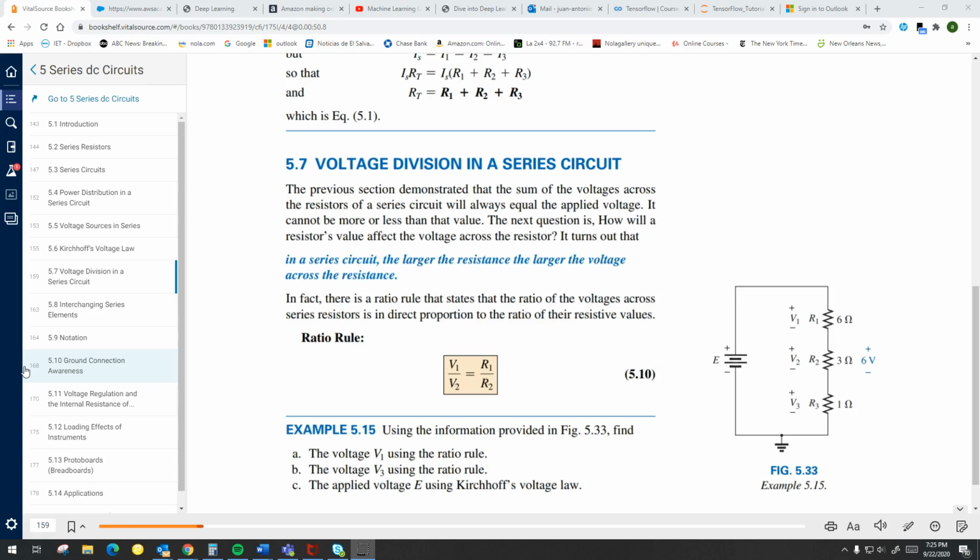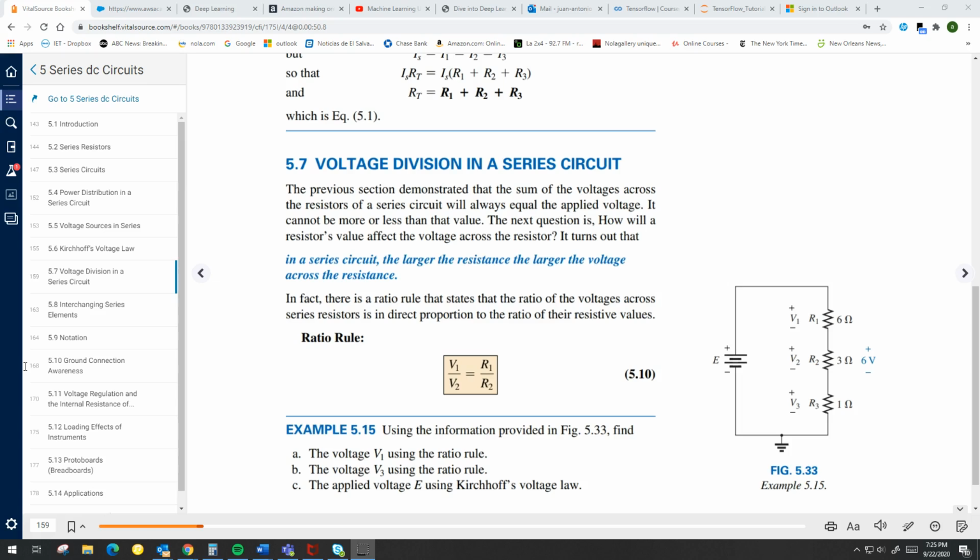Before we start using it, we're going to look at what is also called the ratio rule. It comes from the fact that in a series circuit, the larger the resistance, the larger the voltage across the resistance. This actually comes from Ohm's law, which is the product of the current and the resistance: the voltage is directly proportional to the resistance.